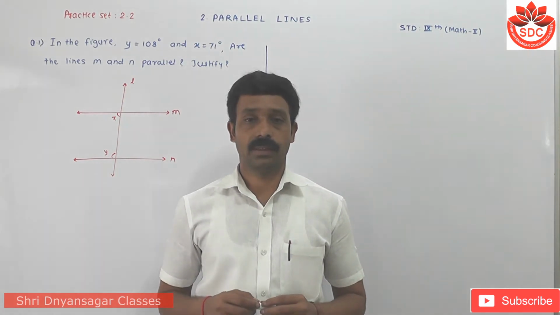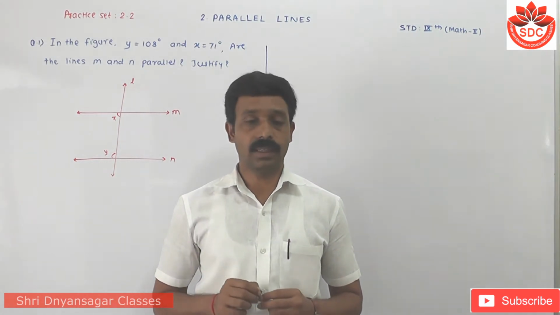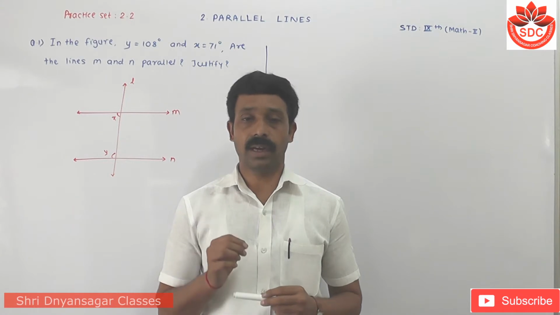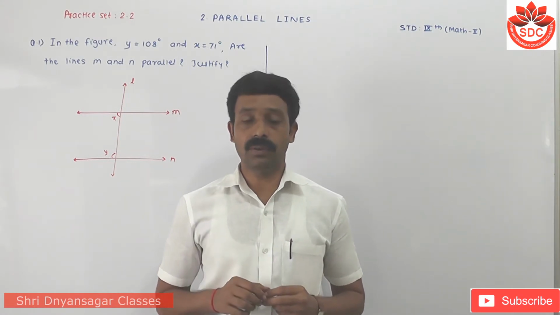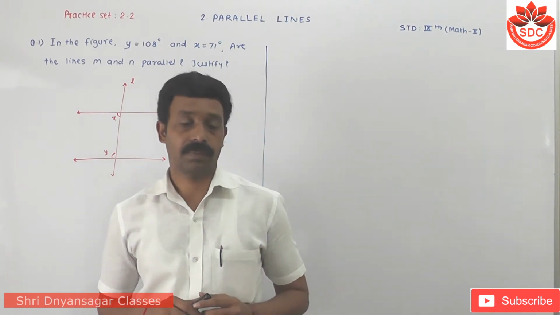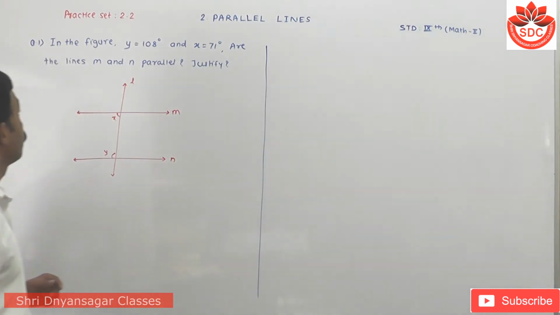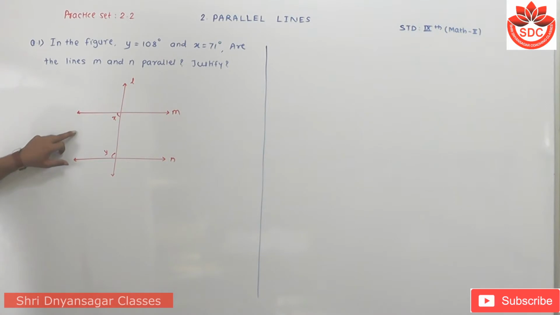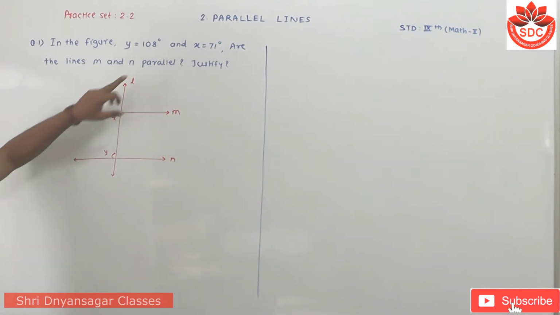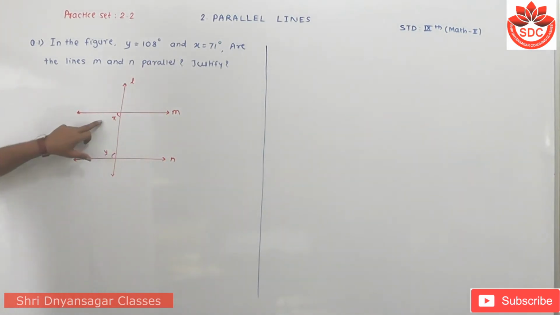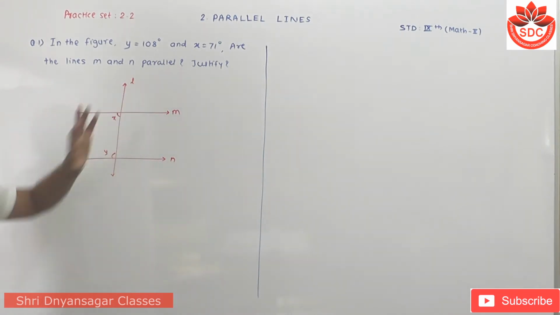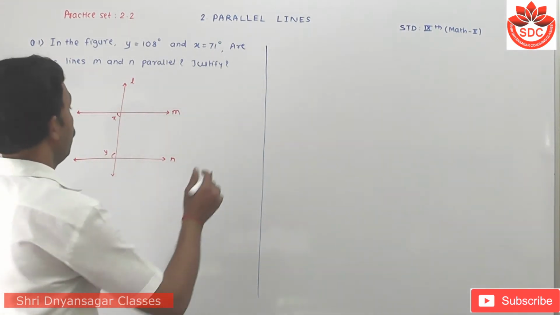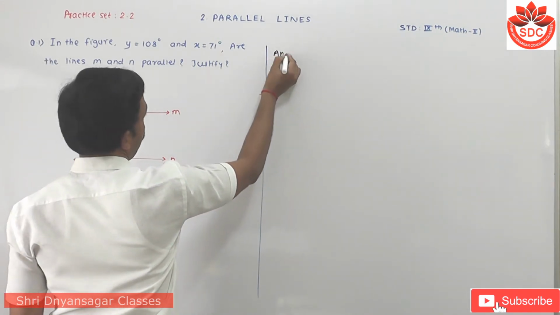About the next practice set of Chapter 2, Parallel Lines, of Standard 9 Mathematics Part 2. Practice Set 2.2, the first question is: in the figure, look at this figure, y is 108 degrees and x is 71 degrees. Are the lines M and N parallel? Justify. Now its answer is, student, so simple one, look carefully.